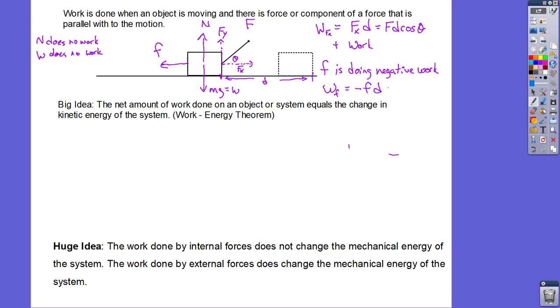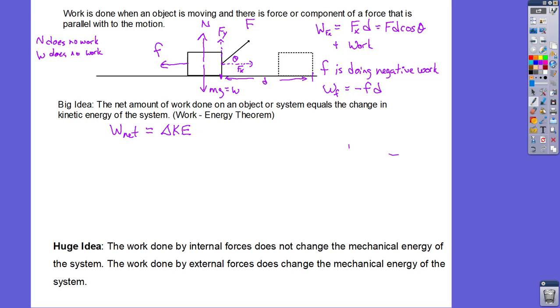Okay, so if you look at this idea, we need to consider the net amount of work done. The net amount of work is going to produce a change in energy potentially. In this case, we have the work-energy theorem: the net amount of work is equal to the change in kinetic energy of the system. This is a big idea here, that work produces changes in energy.